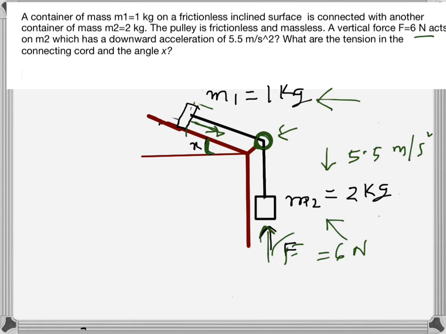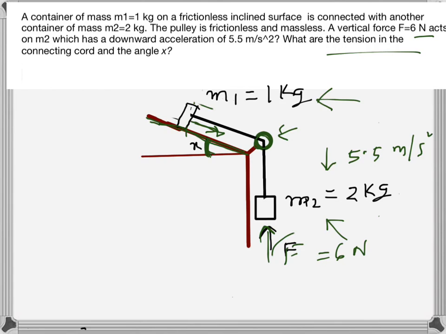So we need to find two things. Number one is tension in the cord, and then the angle x, angle of inclination, because this is an inclined slope, inclined plane, as we can see, frictionless plane, but inclined. So we need to find that angle, the angle of inclination.